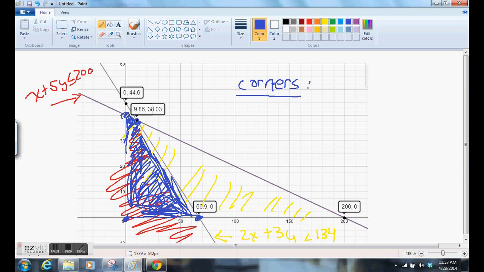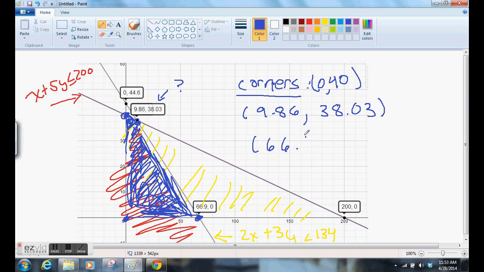Well, one corner is right here. That's x is 0, y is 40. Another corner is right there, 9.86 and 38.03. Where did that number come from? I'll show you in a minute. It's the intersection of the two lines. And then down here, the intersection is 66.9 and y equals 0. And then there's another corner down here, 0, 0. So there's 1, 2, 3, 4 corners.